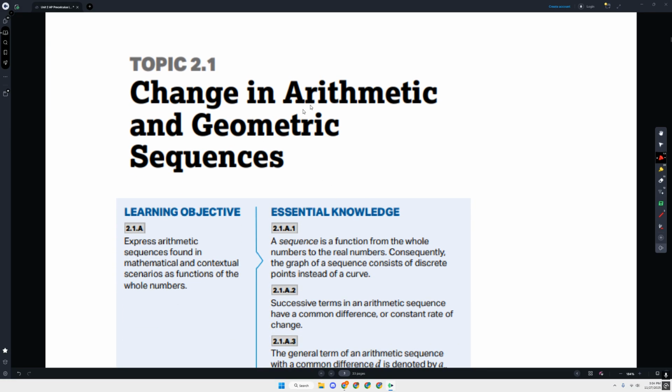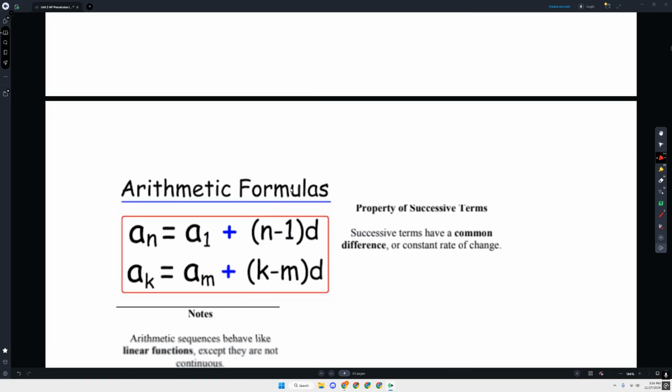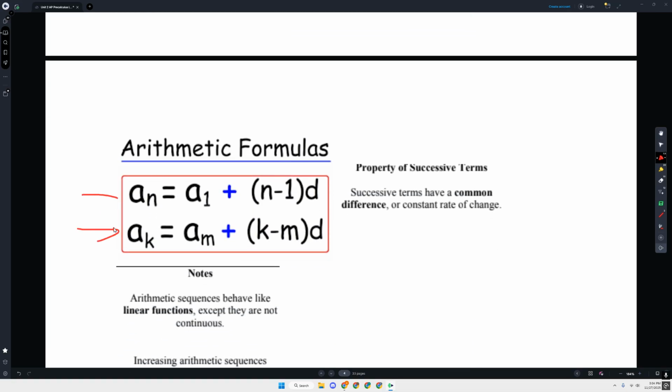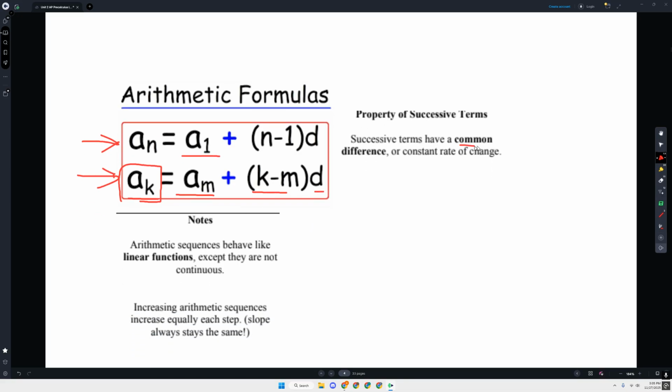Our first topic is changes in arithmetic and geometric sequences. Our two formulas for this topic are a_n is equal to the first term plus (n minus 1)d, and this is for any term, and you can say it's a_m plus (k minus m)d. They have a common difference or a constant rate of change, and they're mostly like linear functions, but they're not continuous. A linear function looks like this, but this would just be dots.